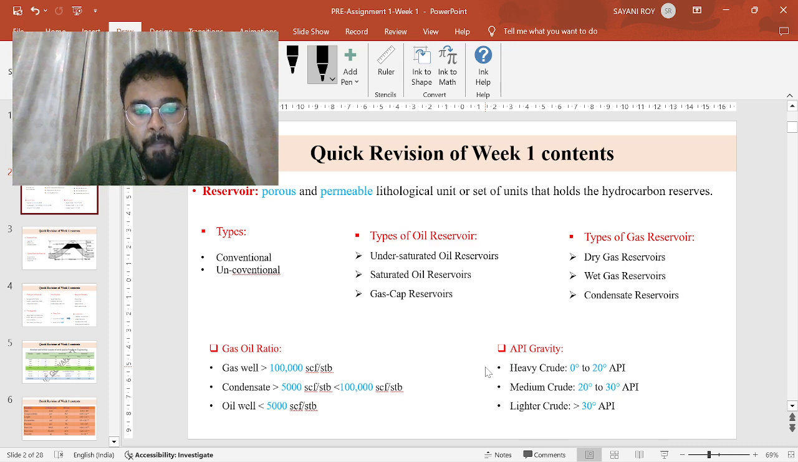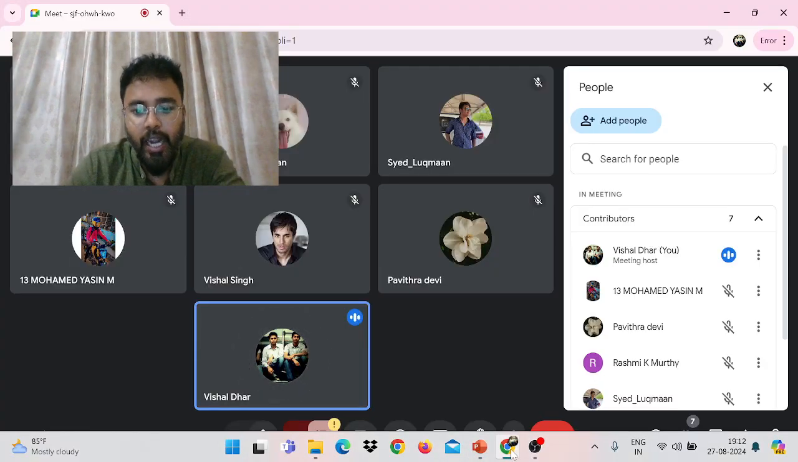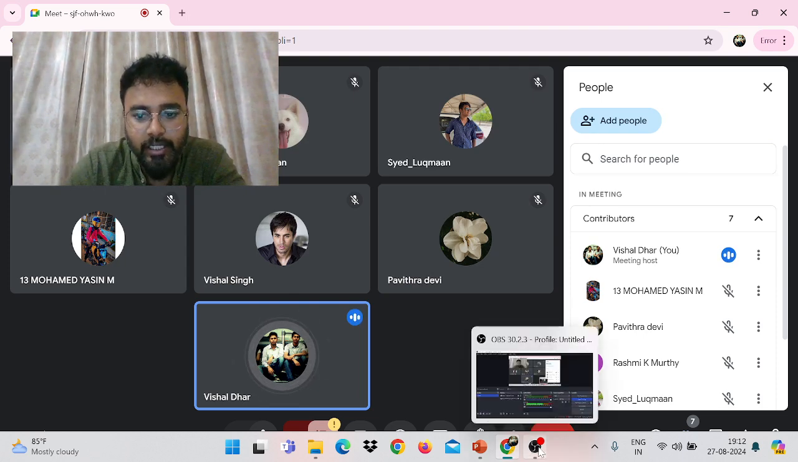So first, a quick revision of week 1 contents. What is a reservoir? A reservoir is a porous and permeable lithological unit or set of units that holds the hydrocarbon reserves. Porous and permeable. You have gone through the classes. Do you have any idea what porosity and permeability are? These are the two basic concepts of petroleum engineering, so it is very important to understand these two factors. What is porosity and what is permeability? Anyone?